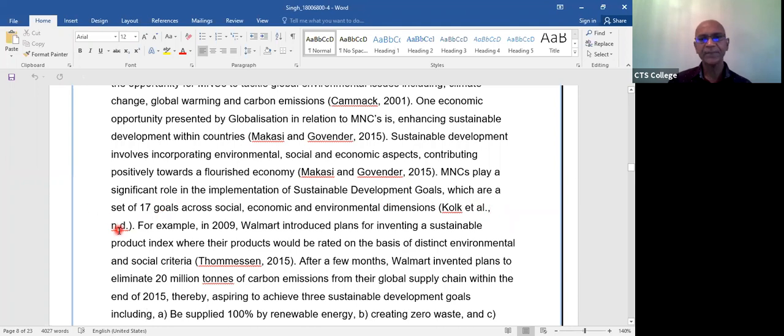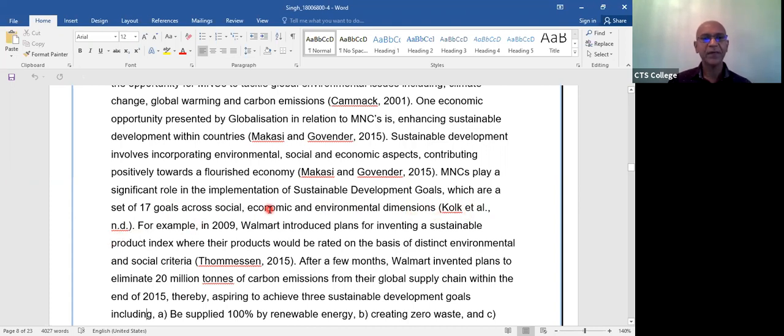Try to avoid references that have no dates. No date references are obviously not credible, or I shouldn't say not credible, it may lack credibility. Try to use references that have a date and have an identified author.